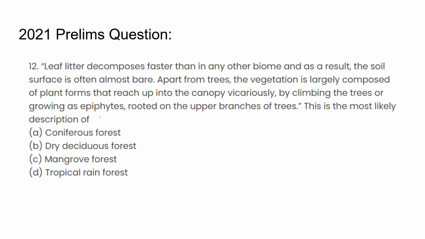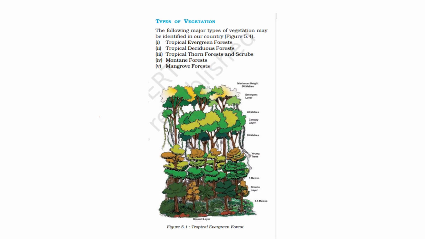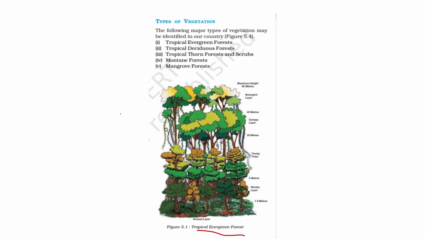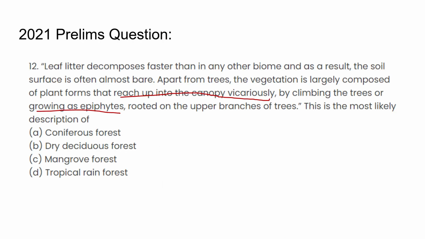Coniferous forest, dry deciduous forest, mangrove forest, tropical rainforest. Okay, so if we see the NCERT, here you can see tropical evergreen forest. It has epiphytes and there is also a description of this. See, if you compare, the vegetation is largely composed of plant forms that reach up to the canopy vicariously by climbing the trees, growing as epiphytes. So here you can see there are climbers and it has formed a thick canopy. That is the tropical evergreen forest which forms a thick canopy. So the answer is tropical rainforest.